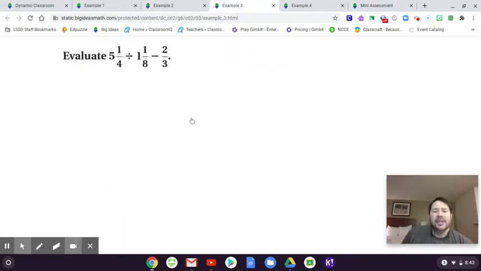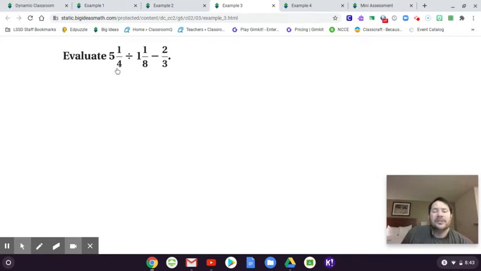Okay, example 3. So this one we got a little order of operations going on. So we have a division and we have a subtraction. Which one do we have to do first? Yes, we have to do the division first because multiplying and dividing always comes before addition and subtraction. So we have to do this first.